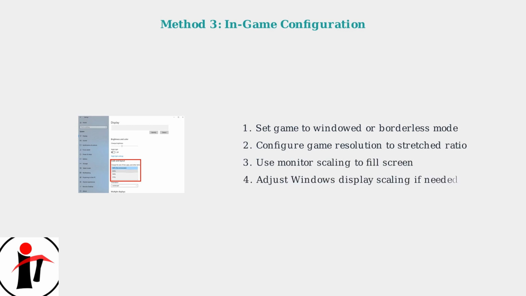Method 3 configures stretched resolution directly within games. Set your game to windowed or borderless windowed mode. Then configure the game's resolution settings to your desired stretched ratio. Use your monitor's scaling feature to fill the entire screen. You may also need to adjust Windows display scaling settings to ensure optimal visual quality and proper aspect ratio handling.